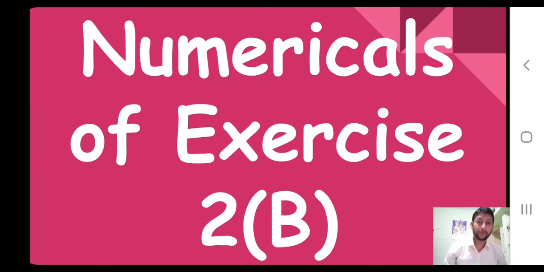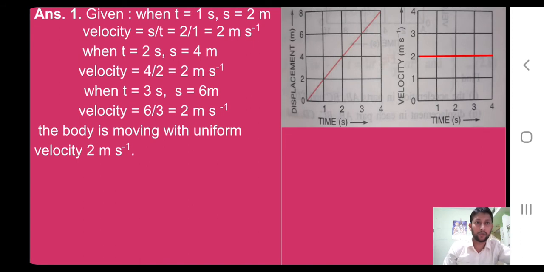Hello students, today we are going to discuss the numericals of exercise 2b, which is based on graph. Come to question number 1, where two graphs are given, where the first graph is the displacement time graph and the second graph is the velocity time graph, which we have to draw based on the displacement time graph.